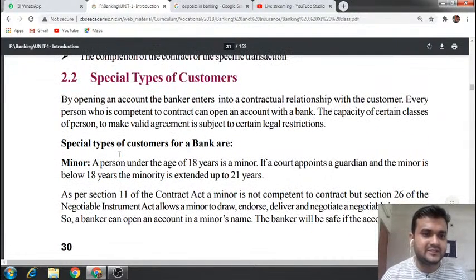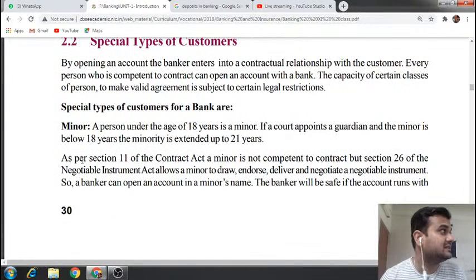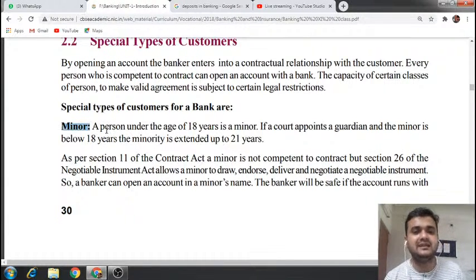Chalo. The first special type of customer is a minor. Okay, now who's a minor? Minor is a person who is less than 18 years of age. A person under the age of 18 years is a minor.